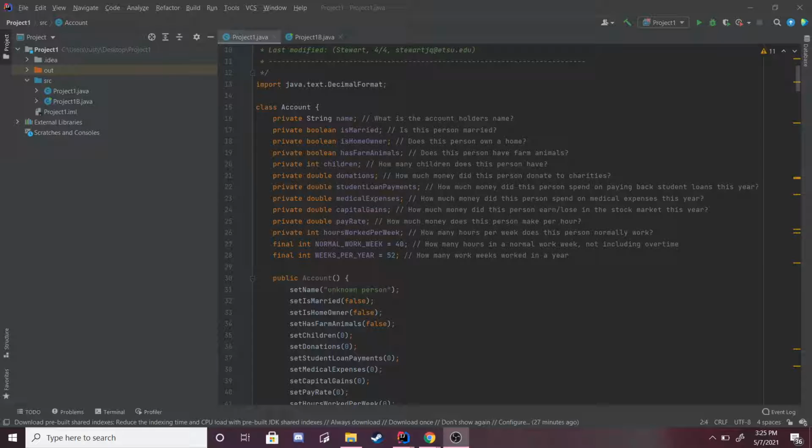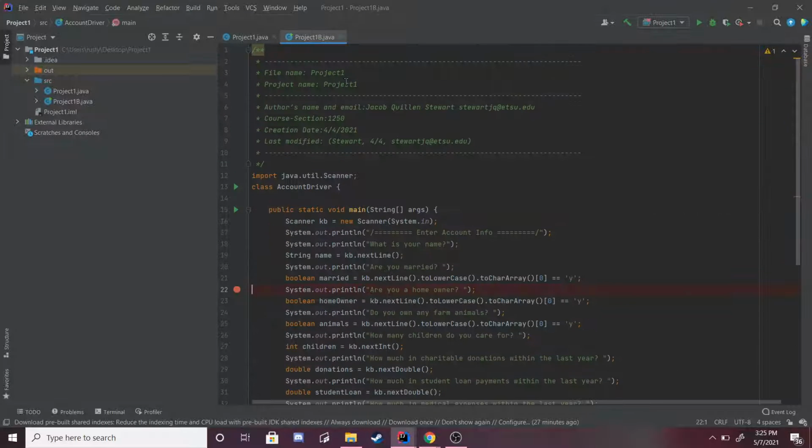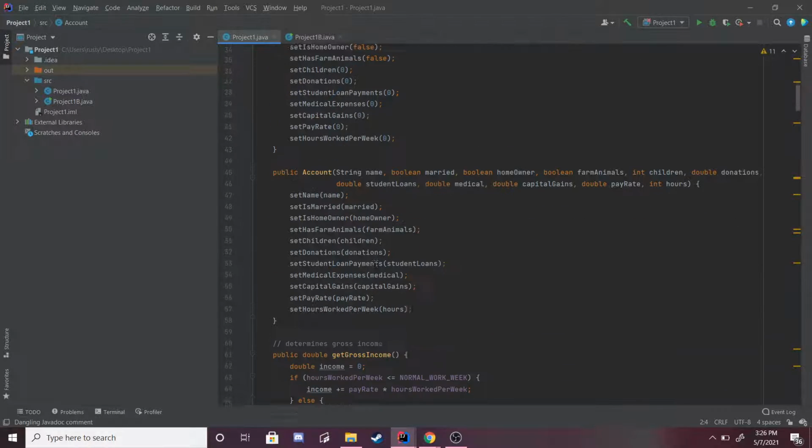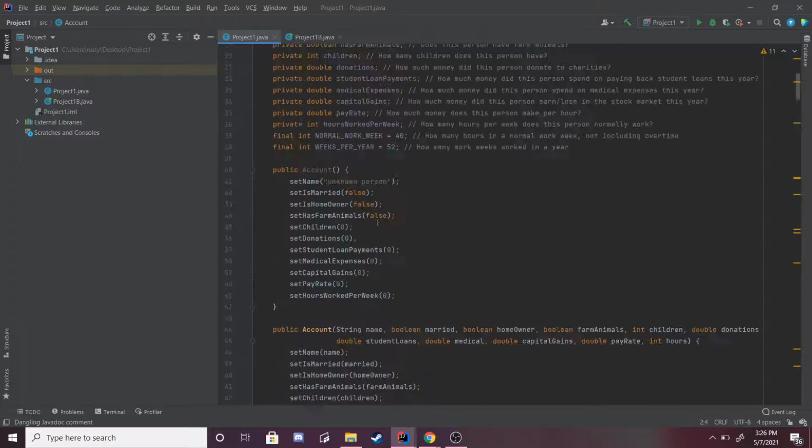So for Project 1, our instructions were to make an account class and an account driver that would answer several questions from the class. Much of the starter code was provided by the professor, including our privates and a couple of the setters and getters.